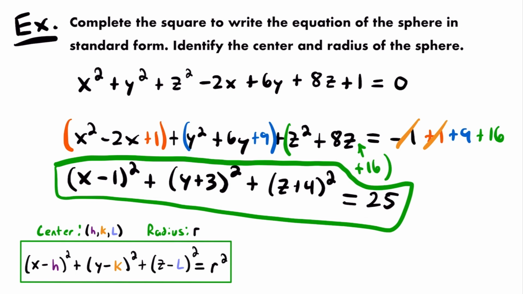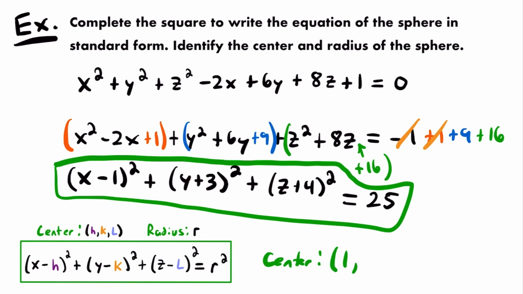And so now we're going to take a closer look at that because we want to look at this equation of a sphere in standard form, and identify the center and radius. So using what we know about the equation of a sphere in standard form, we can identify the center and the radius. Remember that the center is (h, k, l), where h is that value being subtracted from x, k is that value being subtracted from y, and l is that value being subtracted from z. So h is pretty easy. h is 1.